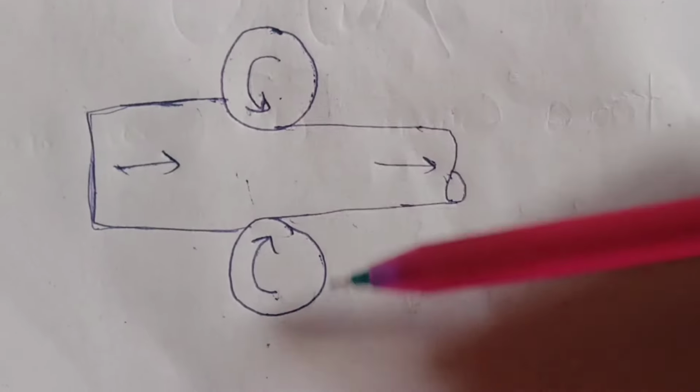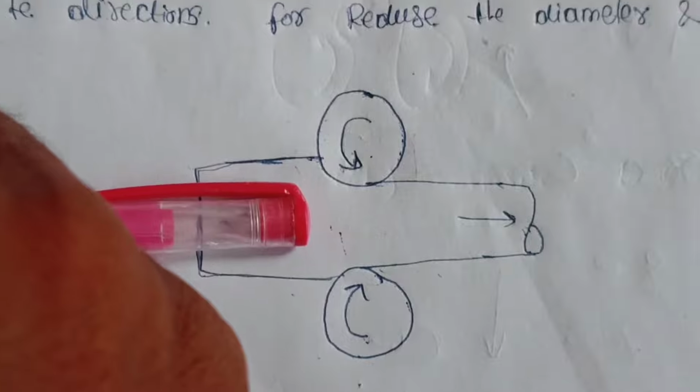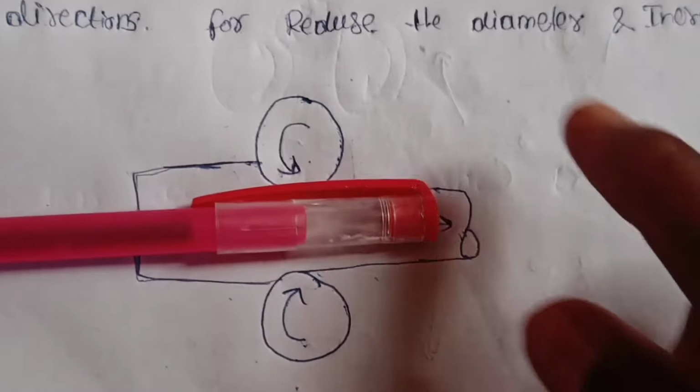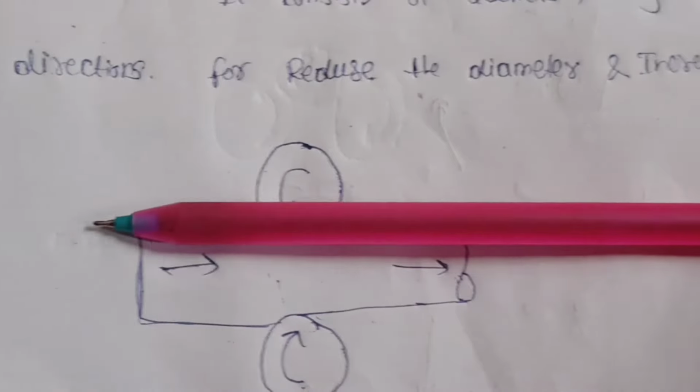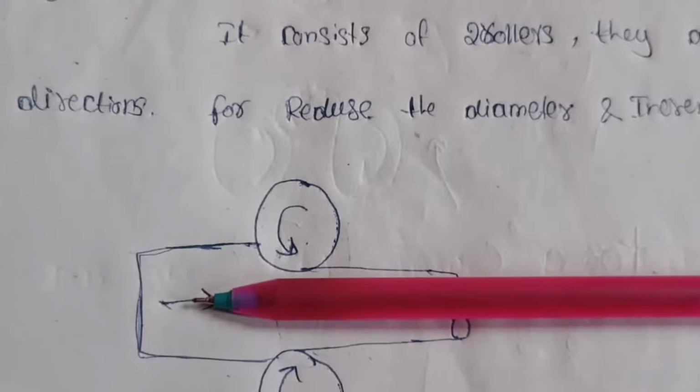There are two rollers rotating in opposite directions. If we pass one material in between these two rollers, at that time it reduces the diameter and increases the length. So length increases and diameter decreases. This is the purpose of rolling.